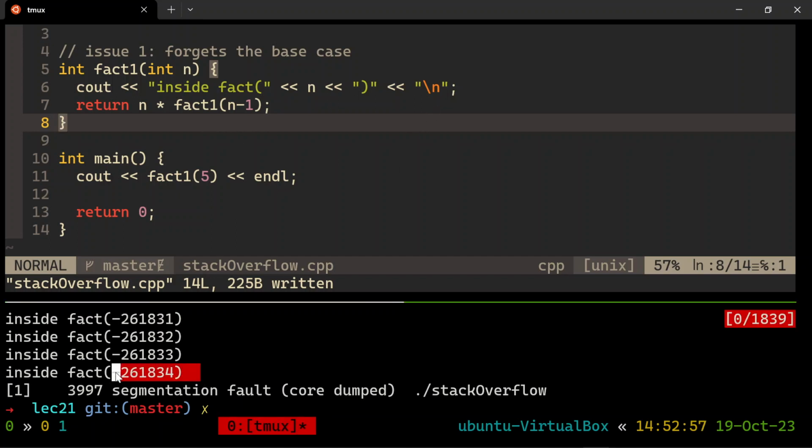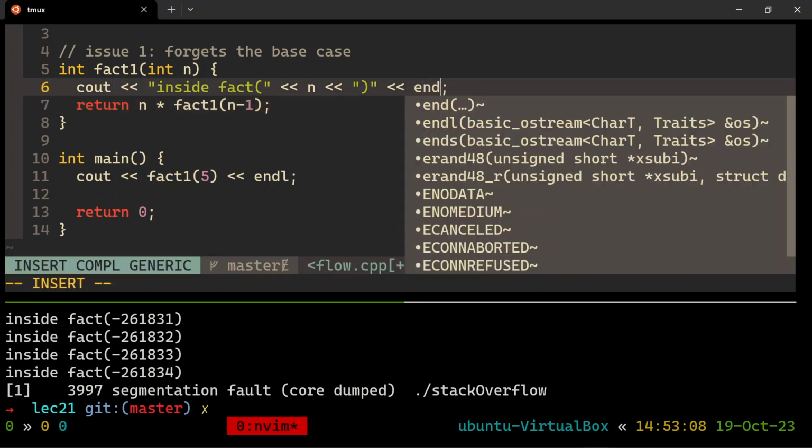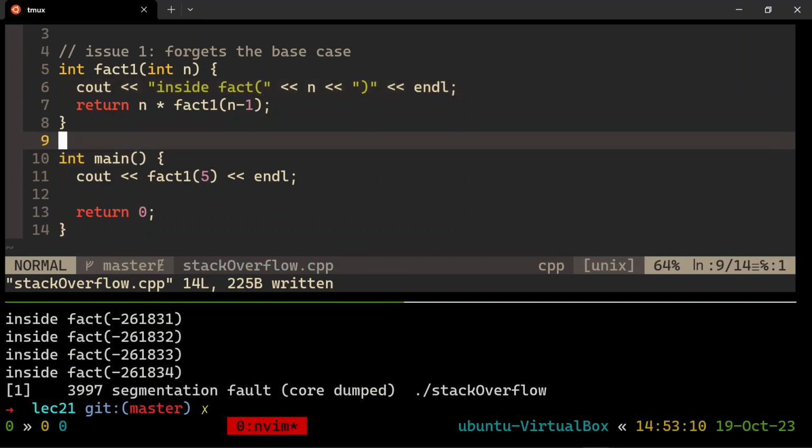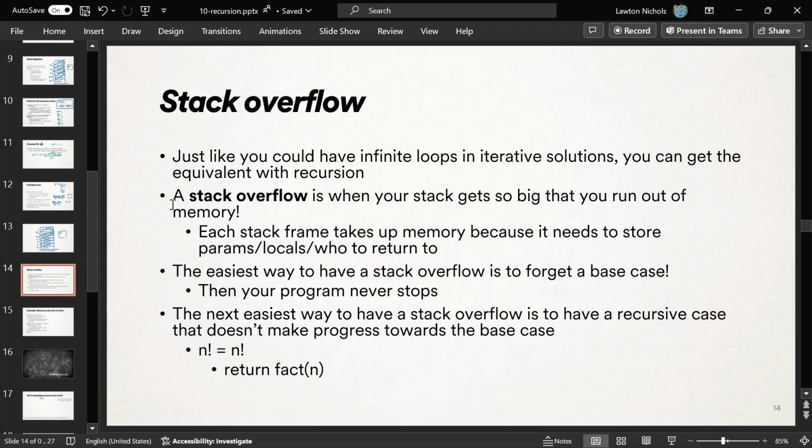So, okay, apparently it can call itself 261,000-ish times before it segfaults. Now we know. How fun. So, I like that. I guess I could have kept the endl, just needed to wait longer. I was impatient. It did make it slower, though. So that's one problem. If you forget the base case, it'll go on forever.